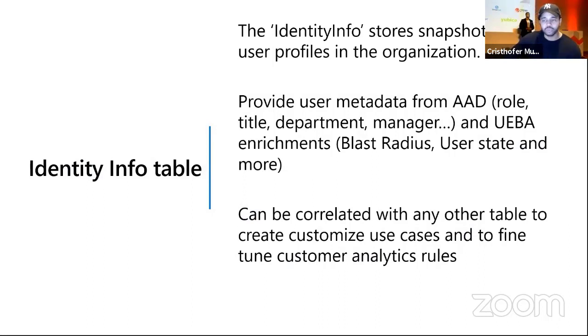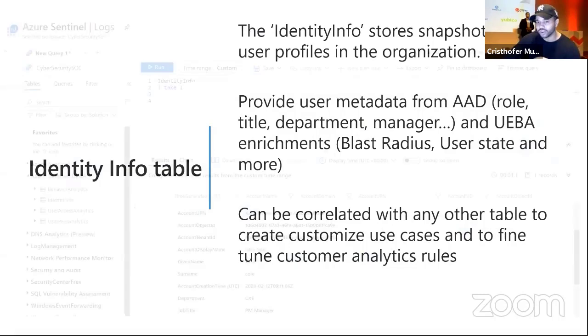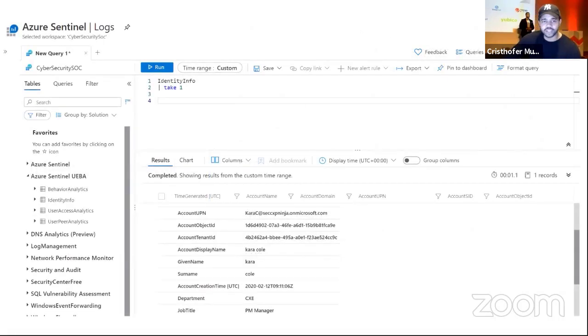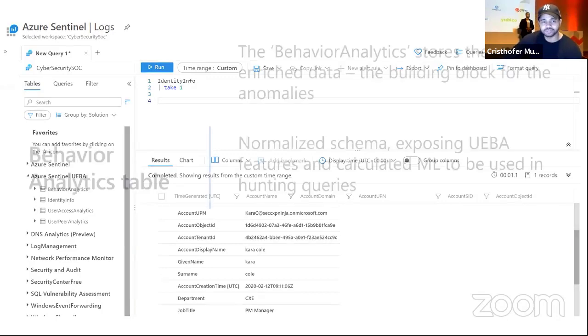This will provide user metadata from Azure AD, for example, the department, the manager, the title. It's going to help you get that contextual information as part of the investigation profile. All right. Quick snapshot of what it looks like. Identity info, take one. And here we are able to see Carol Cole, who's my manager, and we are able to understand more information when it comes to her identity and additional context like her surname, department, her title, etc.